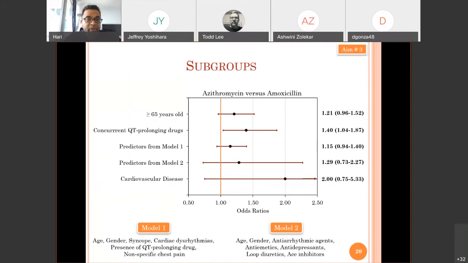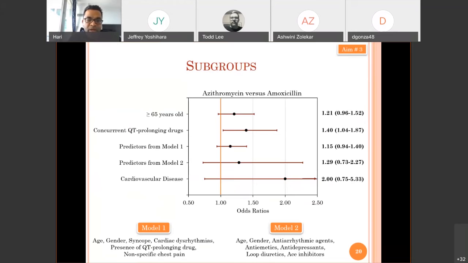and this is a further breakdown by the subgroups we looked at. Again, we looked at about 5 different subgroups, and here's a list of predictors that we included for Model 1 and Model 2. But out of all the subgroups, the only difference we found was among patients who were co-prescribed a QT prolonging medication with azithromycin, that were at about a 40% increased risk of experiencing a cardiac event compared to patients who were prescribed amoxicillin and another QT prolonging medication.